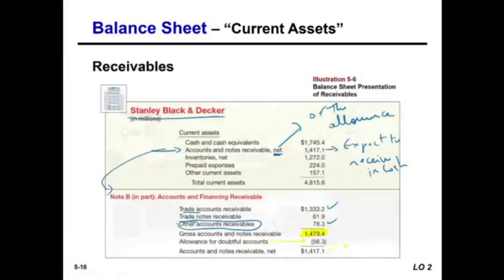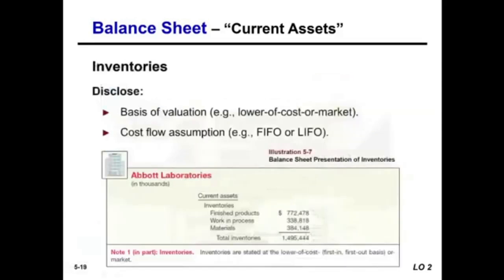Okay, so this is the amount that we show on the income statement, the net amount as far as receivables are concerned. Inventory: when we have the inventory, we have to tell you how we are reporting it. For example, lower of cost or market, and most companies use this method. We're going to have a whole chapter about inventory. You would look at it later.